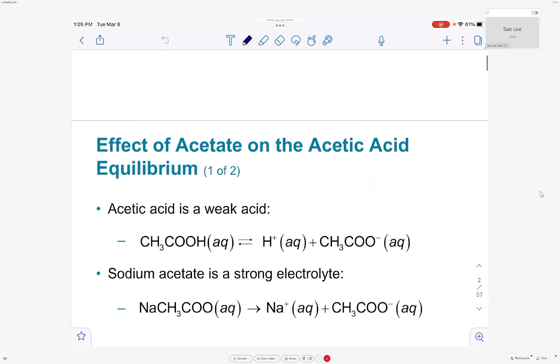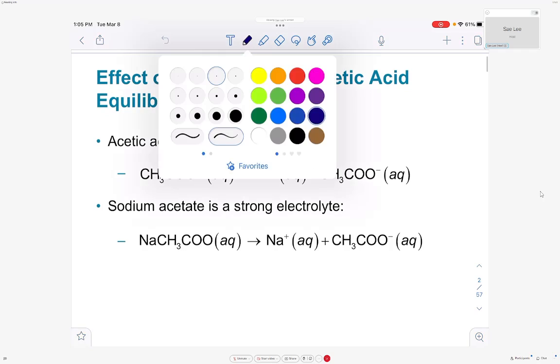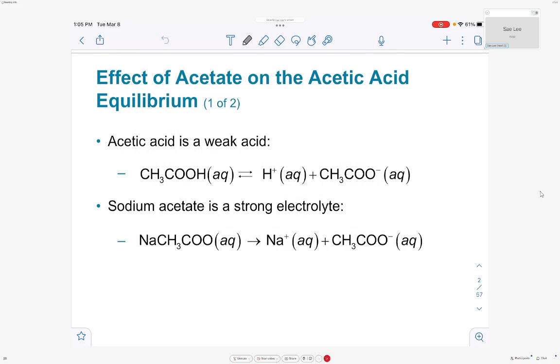In chapter 16, we learned about weak acid or weak base in aqueous solution. And we've also learned about ionic compound, salts in aqueous solution. So in chapter 16, we learn about acid and base in aqueous solution. We also learn about ionic compound, salts in aqueous solution.